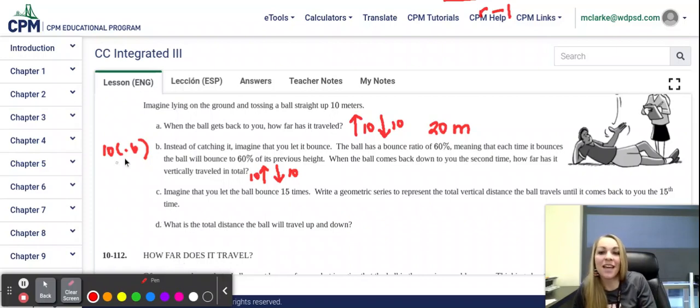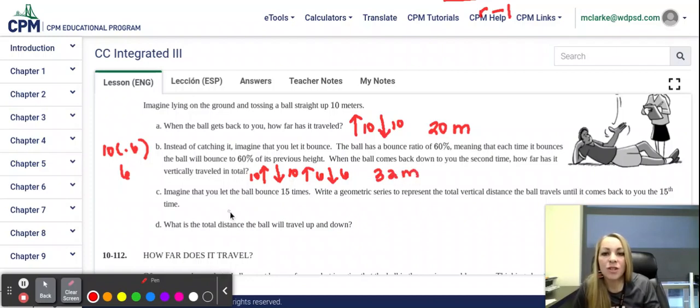All right, so 10 times that 60% of the way, that's 6. So we're going back up 6 this time and then back down 6. If I add that all together, I have 20 plus the 12. That leaves me with 32 meters.